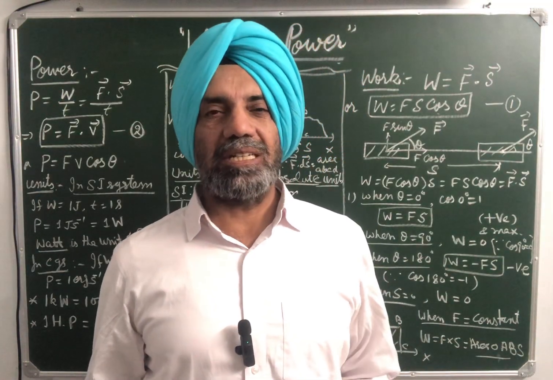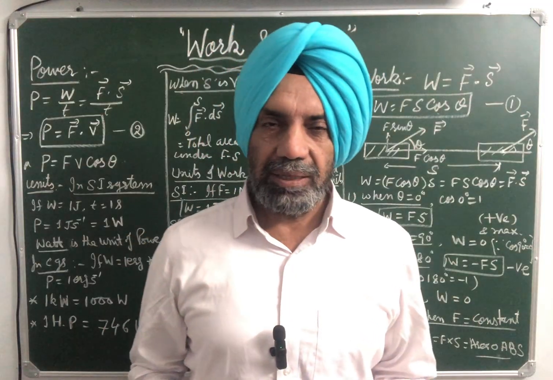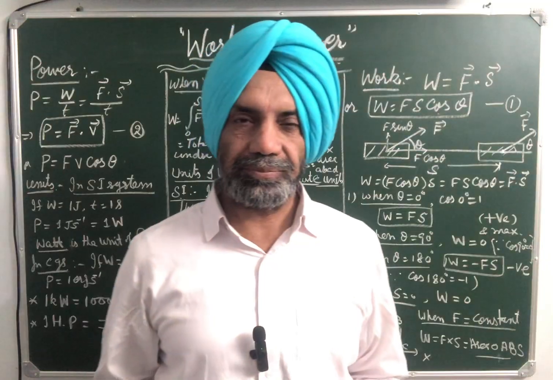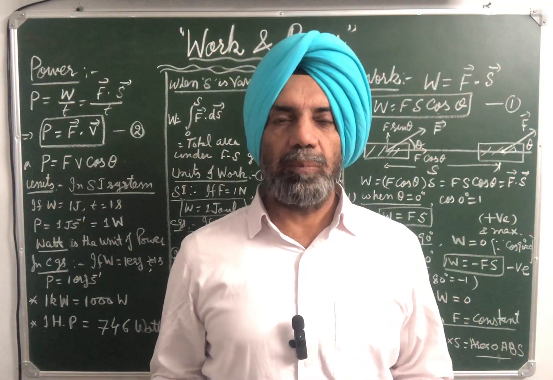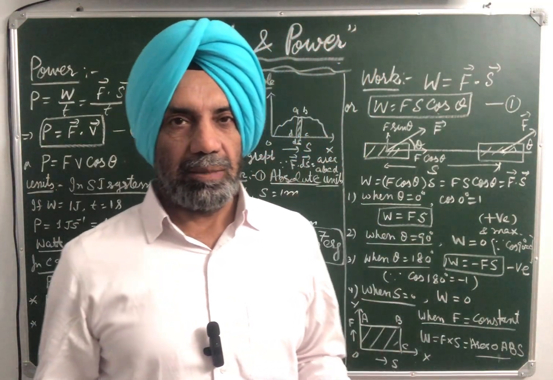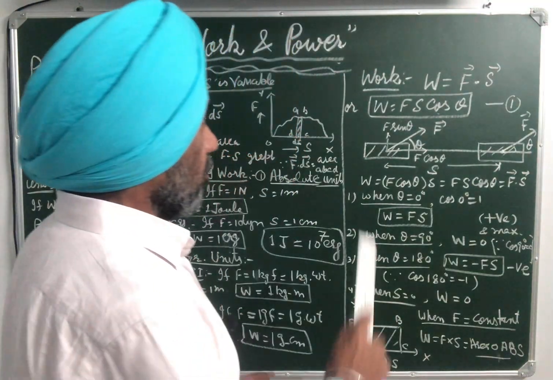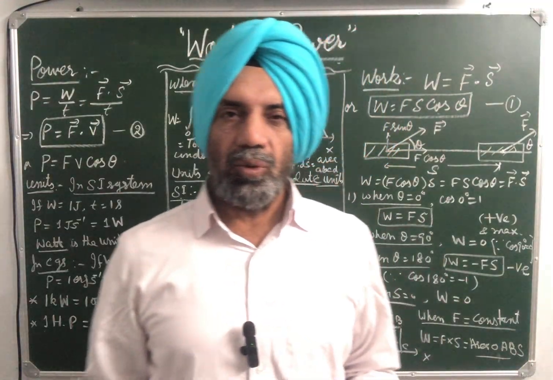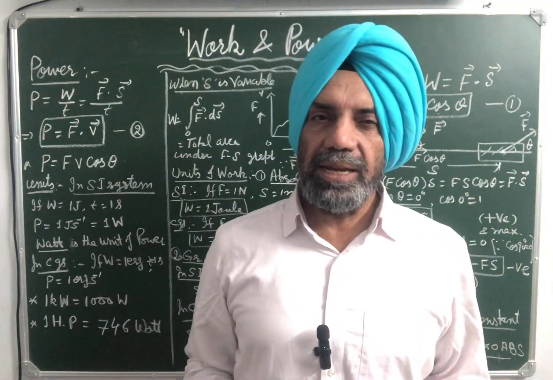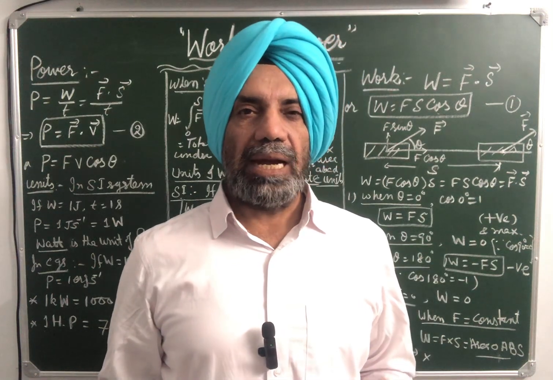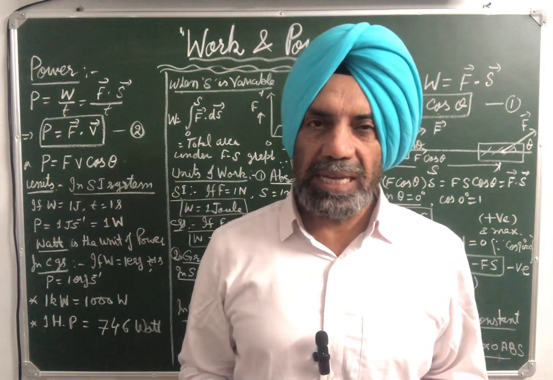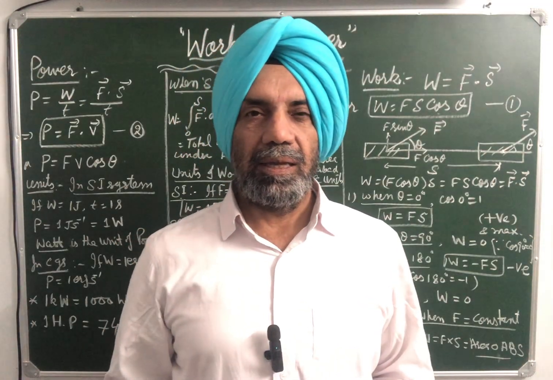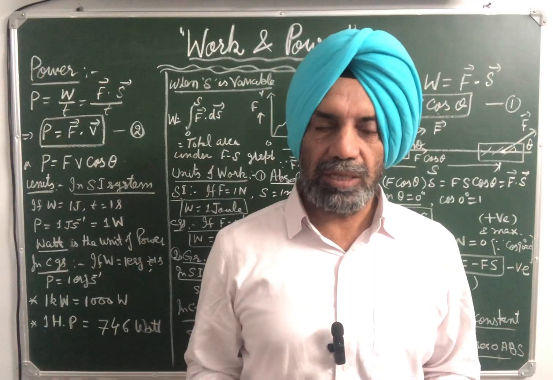So today I am going to discuss the topic work and power and their units in SI and CGS system from the chapter of work, power and energy for plus one class. So first of all, what is work done? Work is said to be done when a force acting upon the body displaces it through a certain distance. If there is no displacement, there is no work done.